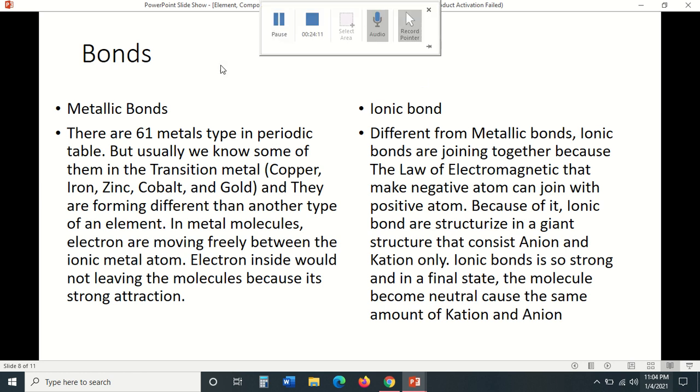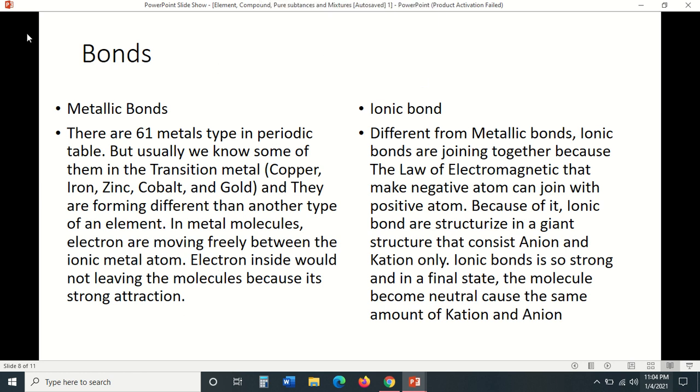So the covalent bond is by sharing electrons, but the metallic bond is much stronger because the electron itself is moving everywhere, and that makes the metal more solid. The metal has a much stronger structure than a compound formed by covalent bonds.